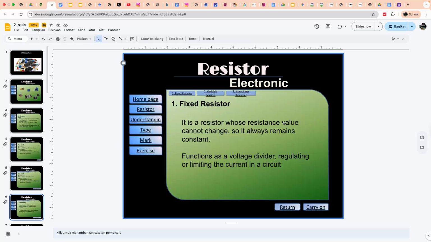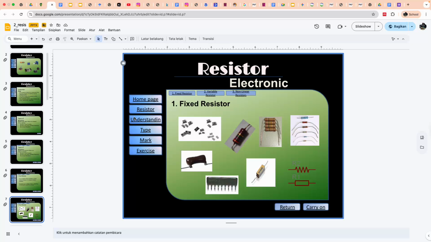The fixed resistor is a resistor whose resistance value cannot change, so it always remains constant. It functions as a voltage divider, regulating or limiting the current in a circuit. This is the fixed resistor. This is the symbol, like this, and this is some example.